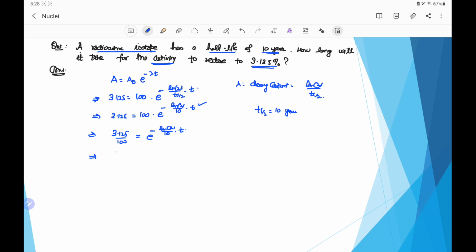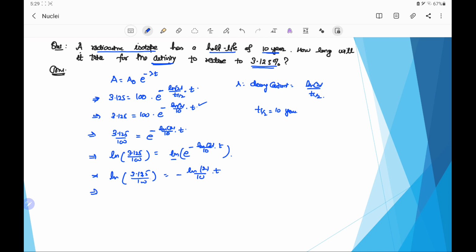Taking the log on both sides, it will be log of 3.125 divided by 100. It is equal to log of e raised to the power minus log 2 by 10 into t. So this can be written as log 3.125 by 100, and it is the log of exponential with base e itself. So we can write it as minus log 2 by 10 into t.